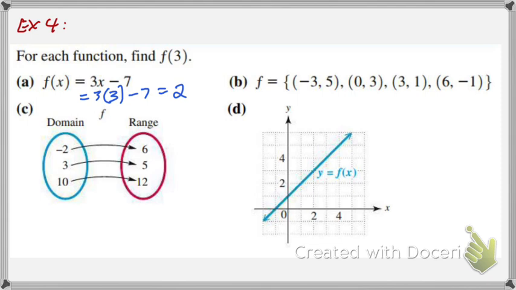Look at B. Don't let this throw you. They're saying when x is 3, what's y? 1. So here, f of 3, you can just look at it and tell. Same way down here with the map in C. Look at your domain. That's where your x's reside. The domain, where is x? 3? Well, right here. What's the y? 5. So f of 3 on this one is 5.